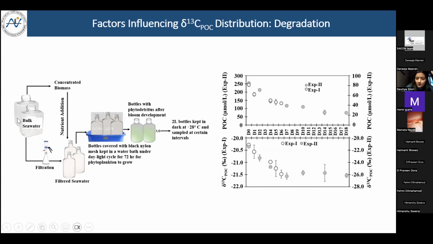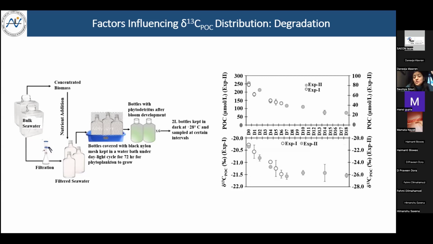So we collected some seawater, and then we kept a part of it to preserve the original phytoplankton community, and then we filtered most of it, and in the filtered seawater we put in some nutrients and then added the phytoplankton community to let it grow so that we know how much organic material we have to begin with. And then after letting it sit in the natural daylight cycle for about 3 hours, we had a good phytoplankton bloom, and then we kept those bottles in the dark to let them degrade, and then sampled it over certain time intervals.